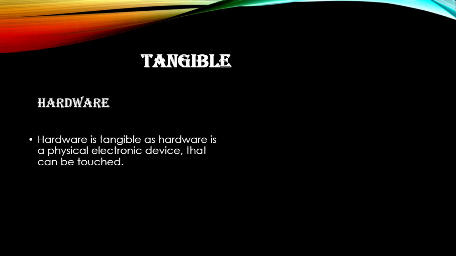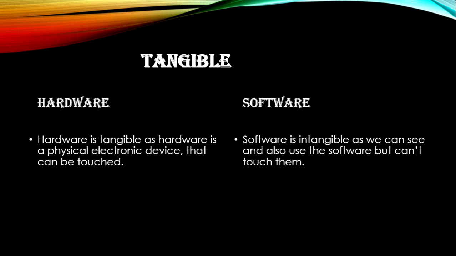Next we have tangibility. Hardware is tangible as hardware is a physical electronic device that can be touched. On the other hand, software is intangible as we can see and also use the software but can't touch it.